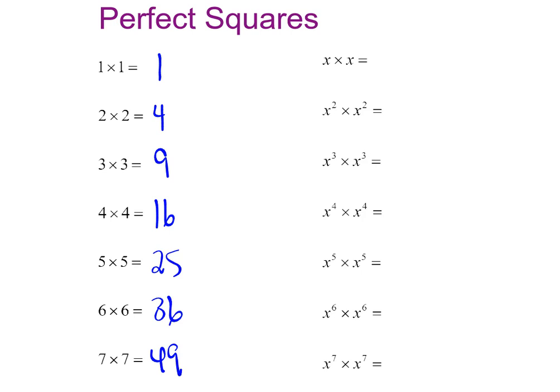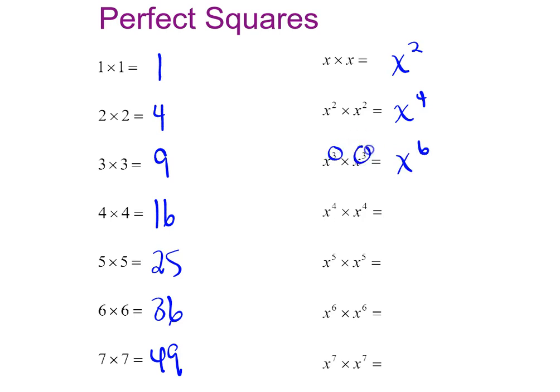But when we talk about variables, sometimes that's a little bit more confusing. So we want to be sure we can identify perfect squares that are variables. X times x is x squared. So x squared is a perfect square. X squared times x squared is x to the 4th. So x to the 4th is a perfect square. X to the 3rd times x to the 3rd is x to the 6th.